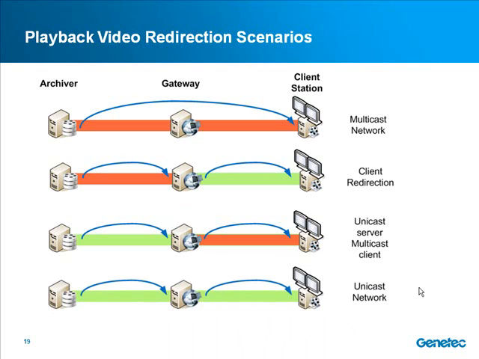Now of course our final scenario is the full unicast network. So in this we have the gateway doing the redirection again.